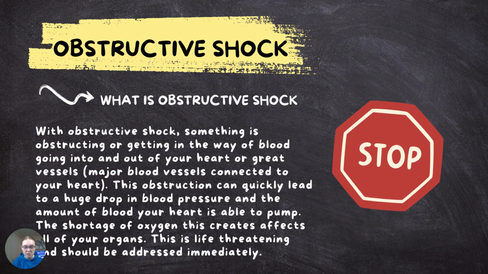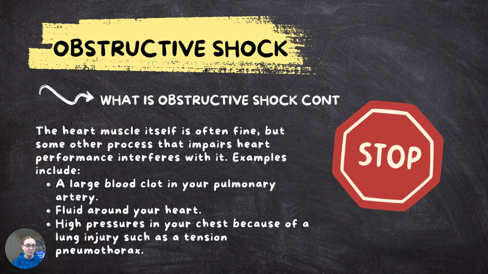The shortage of oxygen that this creates is going to affect all of our tissues, all of our organs, and that could lead to organ failure. So this is life-threatening. This needs to be addressed immediately. The heart muscle itself is often fine, but other processes might impair the heart's performance or interfere with it. This could be a clot in our pulmonary artery, fluid around the heart, or high pressures in our chest because of a lung injury, such as a tension pneumothorax. And it's also important to know that this is something that could be caused by a respiratory therapist while a patient is already on a ventilator.